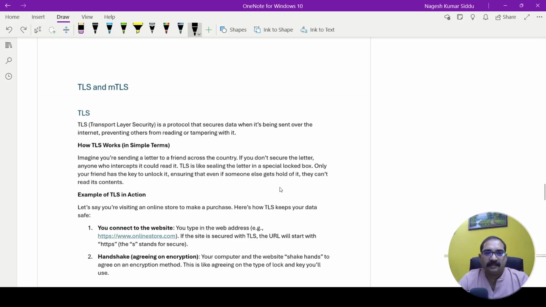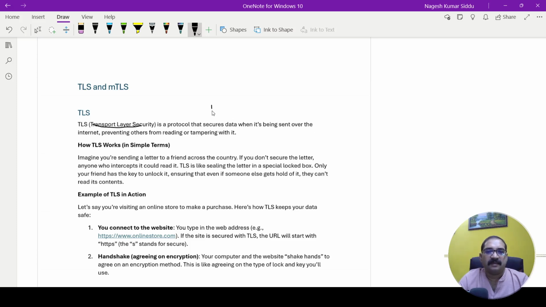Let us understand TLS and mTLS. We hear this one when we are talking about communication between different microservices. TLS stands for Transport Layer Security. It is a protocol that secures data when it is being sent over the internet, preventing others from reading or tampering with it.